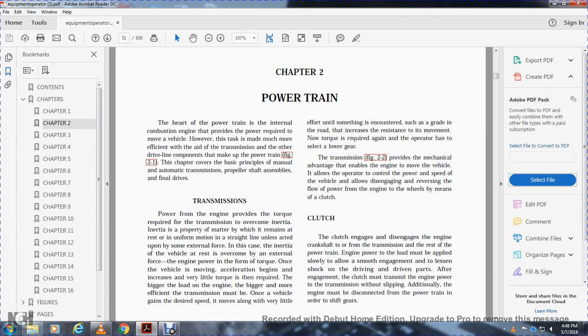The main task of the engine is to transmit power through the driveline components that make up the powertrain. This chapter covers the basic principles of the manual and automatic transmission, propeller shaft assembly, and final drive.